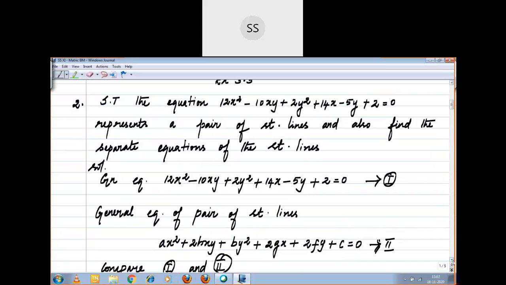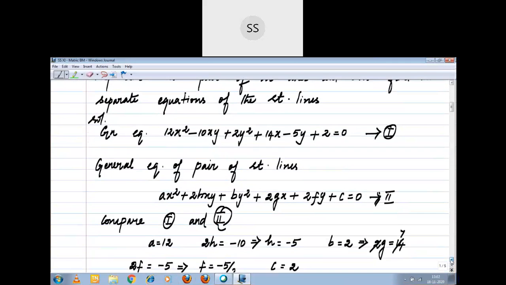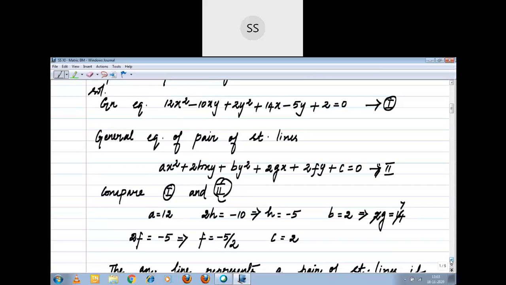For equation number 2, here you have to compare equation 1 and 2. When you compare, how to compare I explained, right? Coefficient of x² in the general to the given, coefficient of xy in general to the given, coefficient of y² in general to the given equation, coefficient of x, coefficient of y, and the constant in general to the given equation.